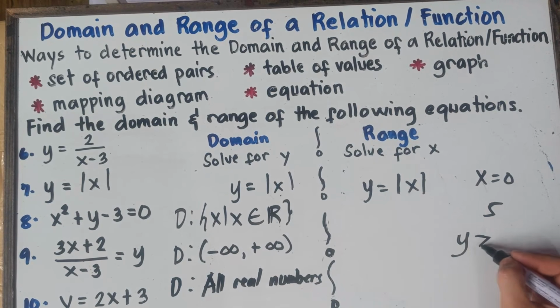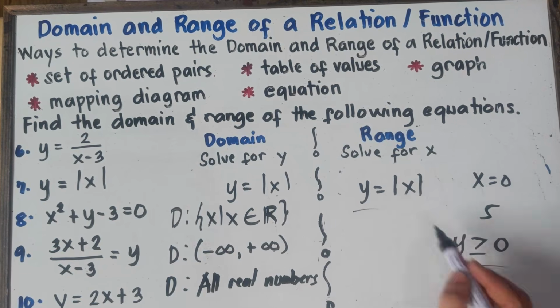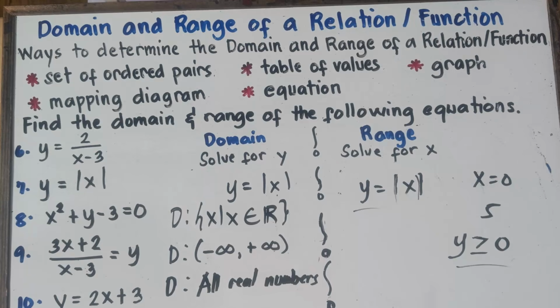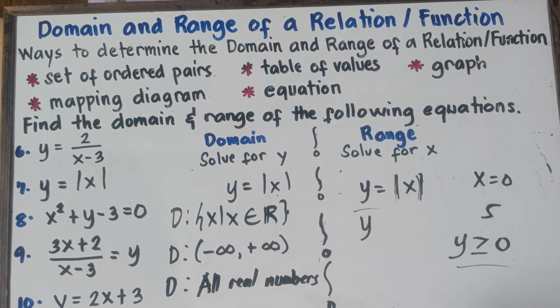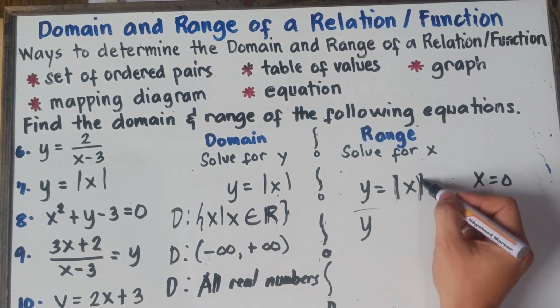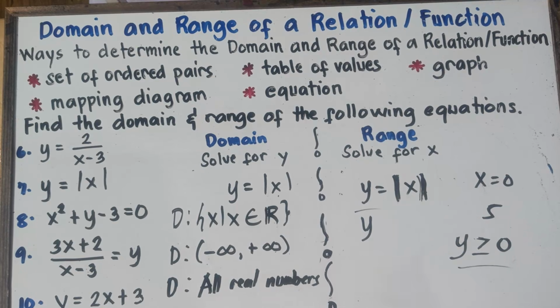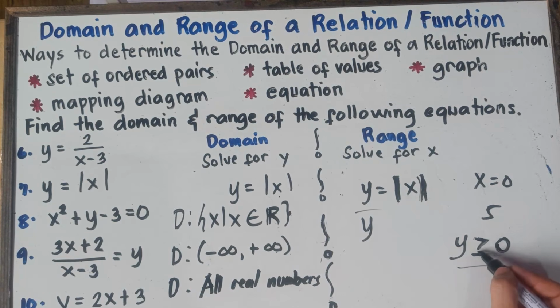Your range will be greater than or equal to 0 because for any value of x, the answer for y is always positive, because this is absolute value. I hope you're not confused, class. The absolute value of a number is always positive. Therefore, the value of y will be greater than or equal to 0.